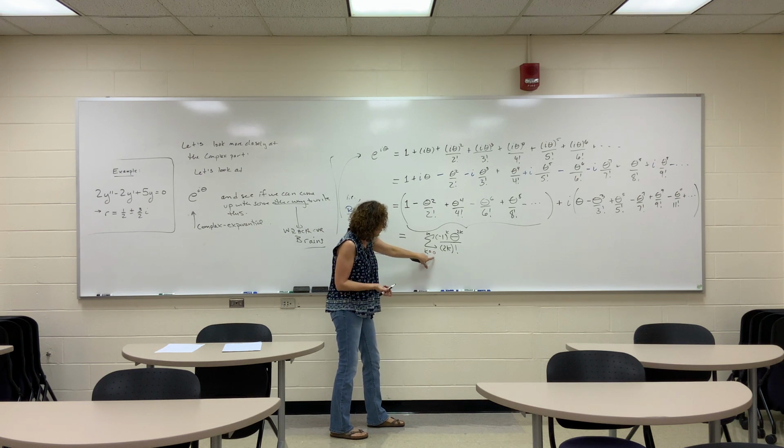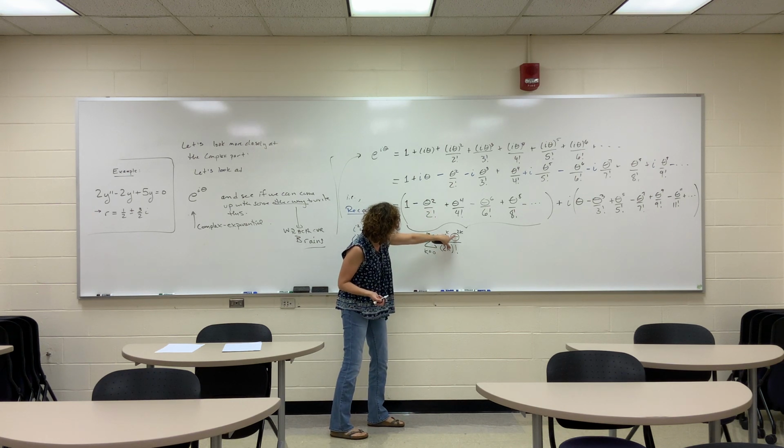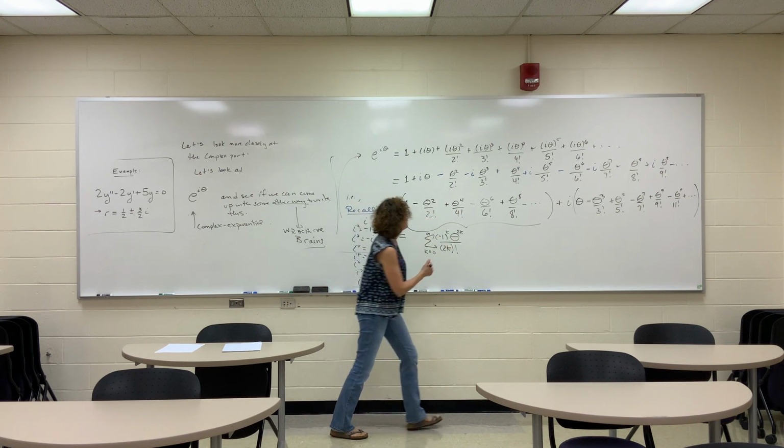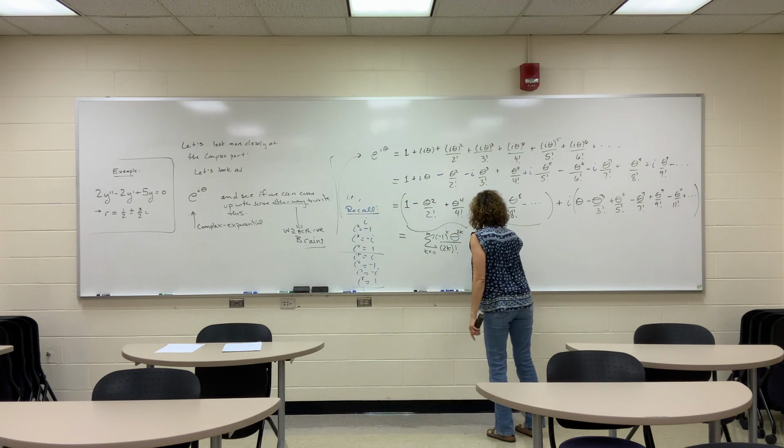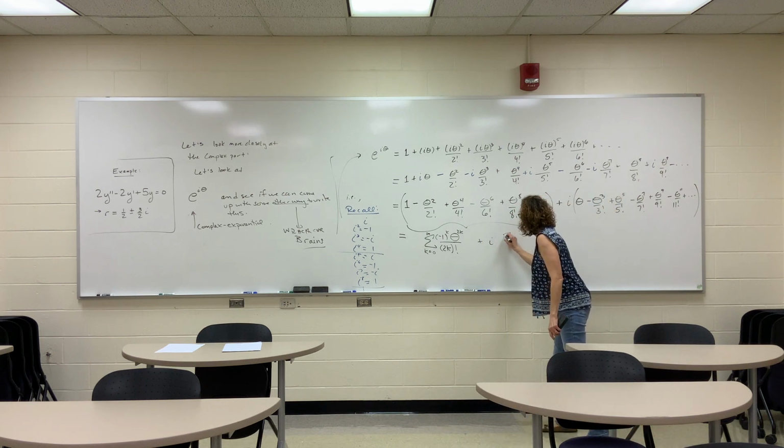When k is 2, what are we going to get? Minus 1 squared, right? That's going to give us our positive. When k is 2, theta to the 4th over 4 factorial, right? Okay? So that's that piece. Plus i times, what do we have over here?